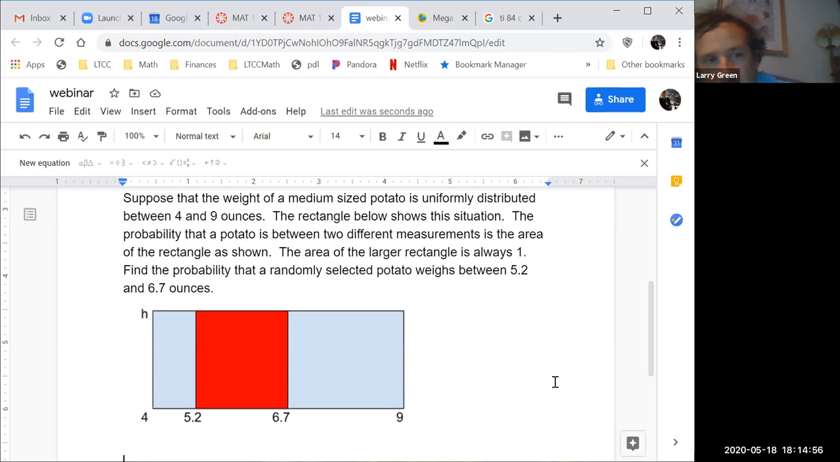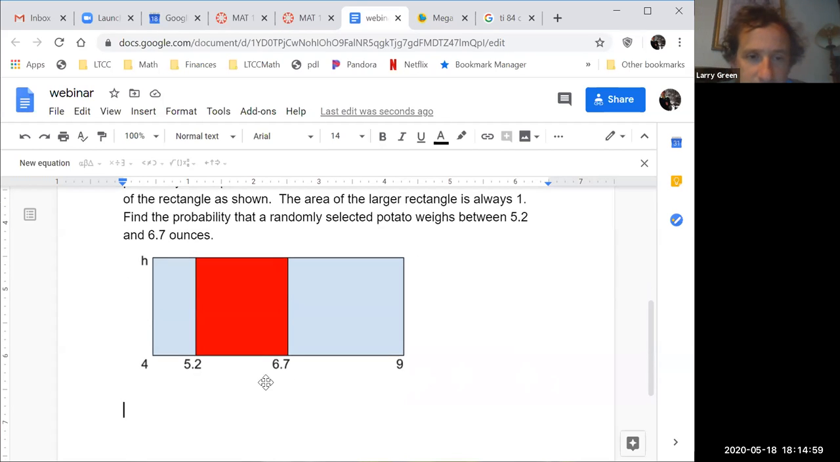So let me remind you that the area is equal to the base times the height. I'm going to be writing that a lot. Every time you're dealing with rectangle problems, it's a good idea to write that down because then you can just plug in what you know. Okay, well, for the large rectangle, do we know the area?